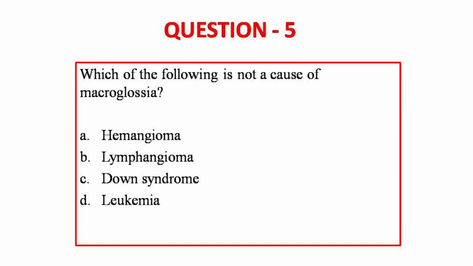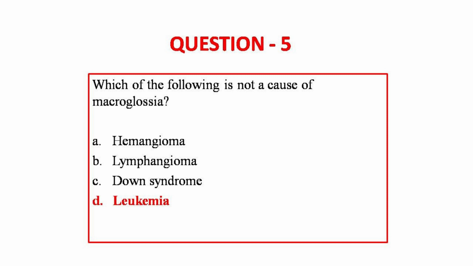Which of the following is not a cause of macroglossia? They've given 4 options: hemangioma, lymphangioma, Down syndrome and leukemia. The answer to this question is leukemia. So if you see, what is macroglossia?